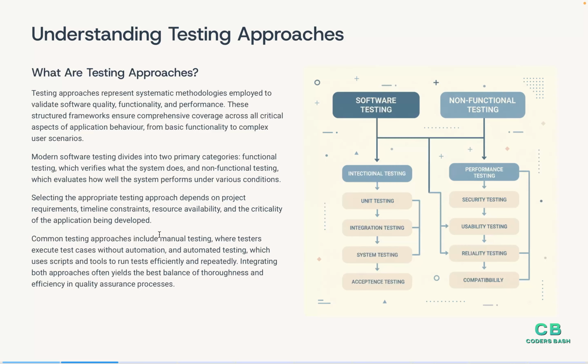Common testing approaches include manual testing, where testers execute test cases without automation, and automated testing, which uses scripts and tools like Playwright or Selenium to run tests efficiently and repeatedly. Integrating both approaches often yields the best balance of thoroughness and efficiency in the quality assurance process. So yeah, let's get started.